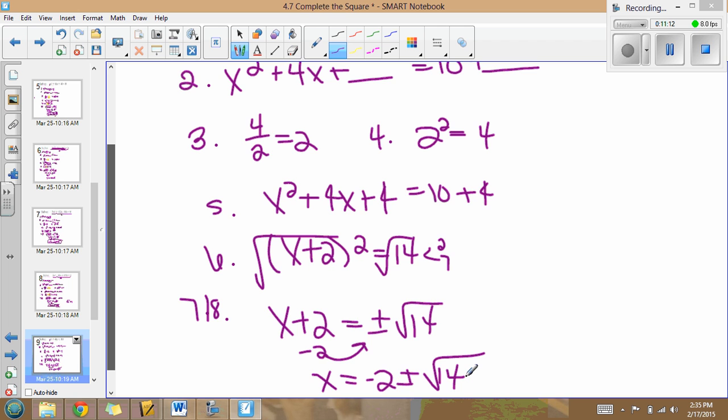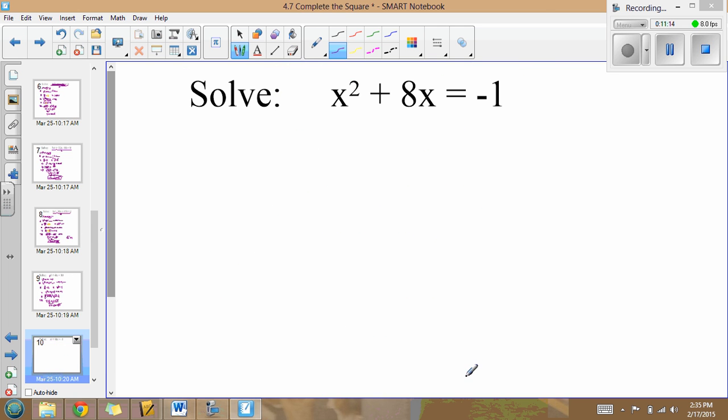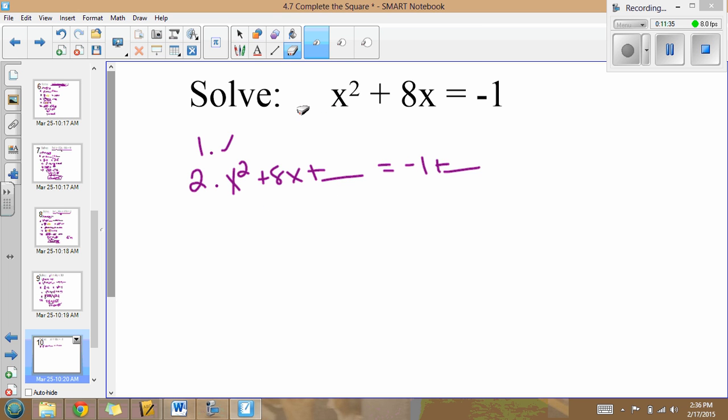Okay, so the next one. Okay, this is our last one. Does this look similar to the last problem? Yes. Okay, so step 1, a is already 1. So that's done. Step 2, move c to the other side. Well, that's already over here. So all I'm going to do is rewrite this with my blanks in there. Okay? So 3 and 4, we're just trying to fill in that blank.